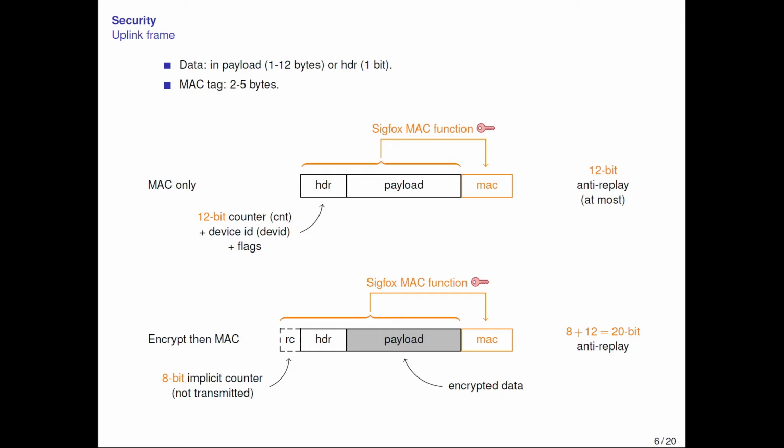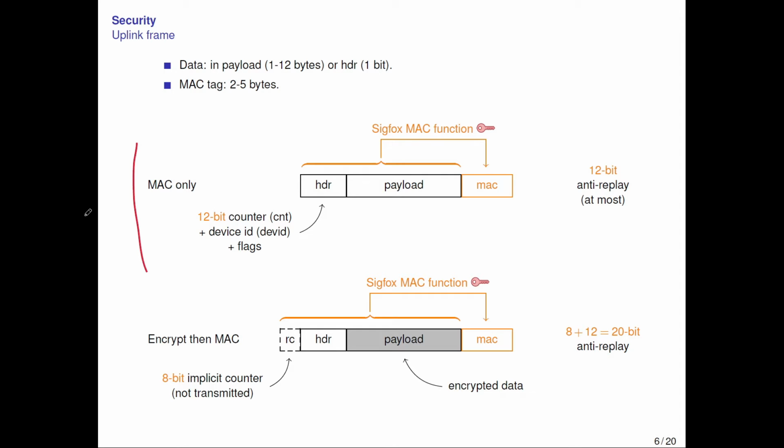With the NAC key, the end device computes an uplink frame as follows. The data carried in an uplink frame ranges from 1 to 12 bytes. In that case, the data takes place in the payload field. The data can also be 1 bit long and is then included in the header field. The header contains, among other parameters, the end device's identifier and a counter which size is 12 bits at most. The counter is incremented every time an uplink frame is sent. The size of the MAC tag ranges from 2 to 5 bytes, depending on the size of the payload.